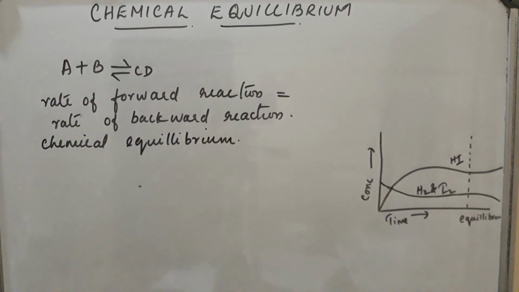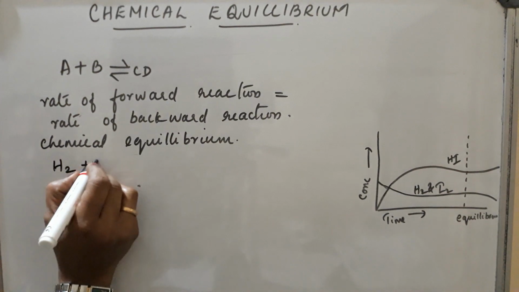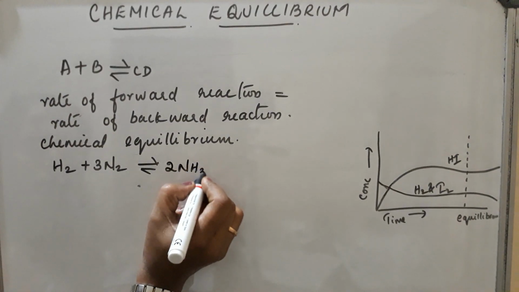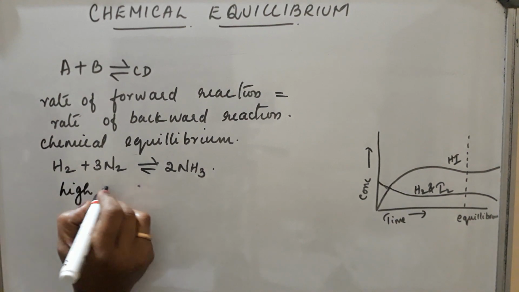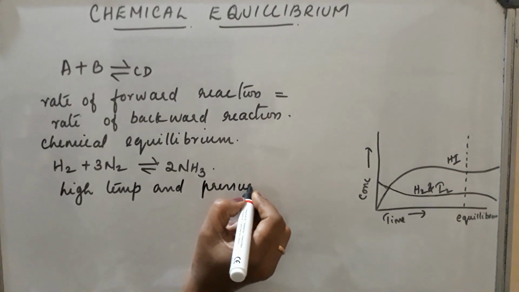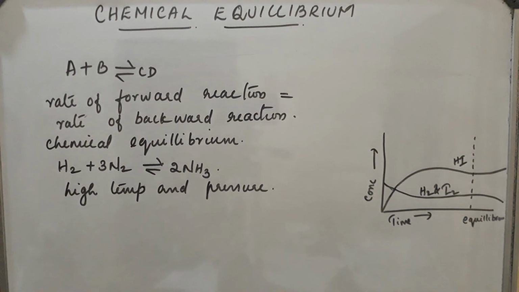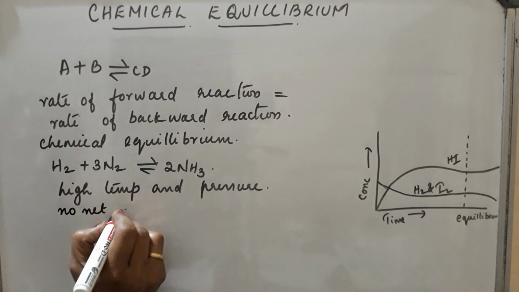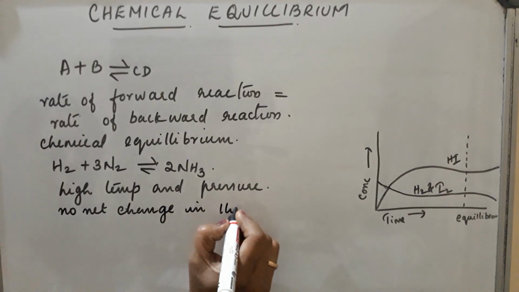We can take one example, Haber's process, that is the manufacture of ammonia: N2 + 3H2 gives 2NH3. Here, the equilibrium is attained at high temperature and pressure. At high temperature and pressure, the rate of forward reaction becomes equal to the rate of backward reaction. Also, at chemical equilibrium, there will not be any net change in the composition of products and reactants.